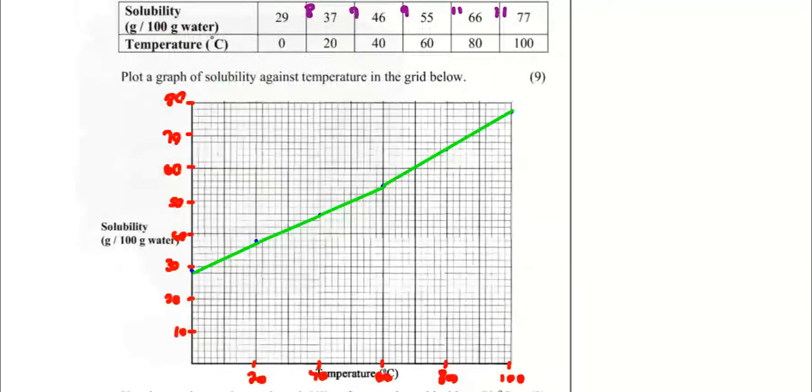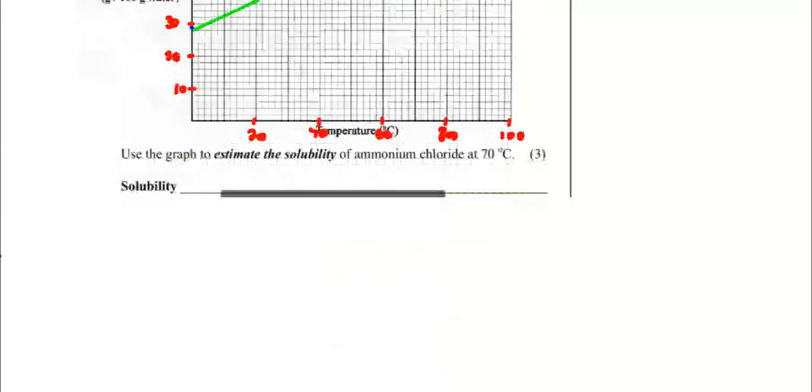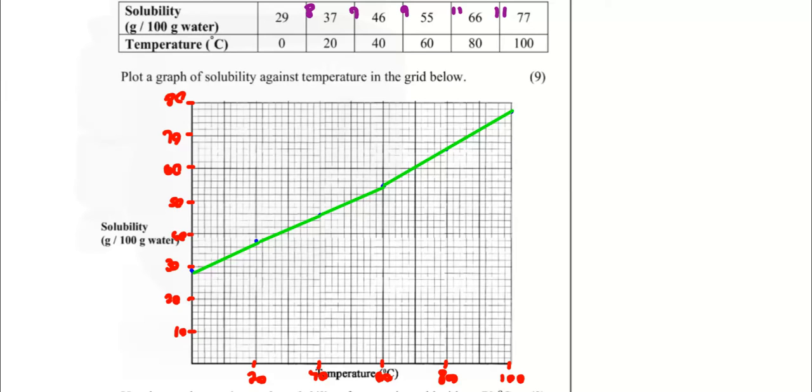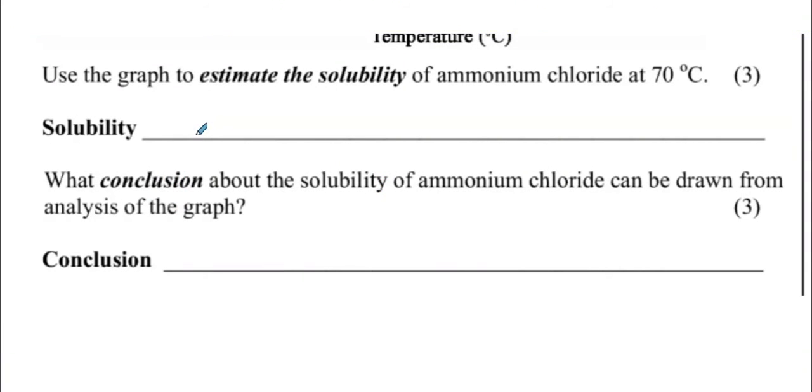Alrighty. So what's the next thing they want from me? Use your graph to estimate the solubility of ammonium chloride at 70 degrees. So I need to go to 70 degrees, which is halfway between 60 and 80. Go straight up, straight across, I'd say roughly 60 grams per 100 grams of water.